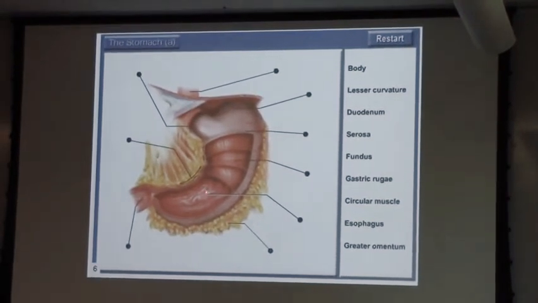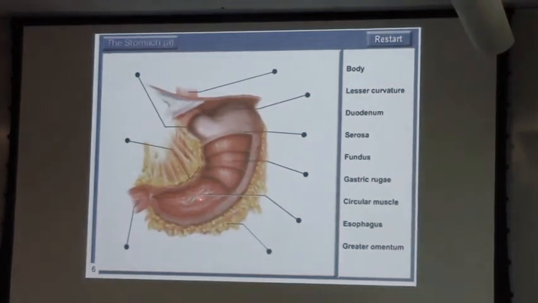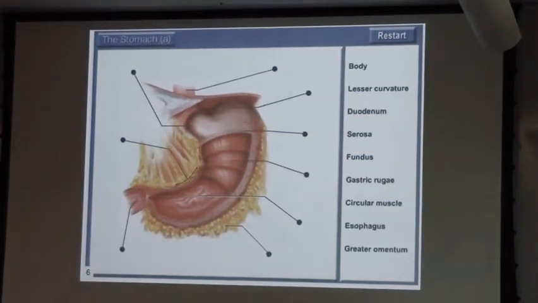This is the gastric rugae? This is pointing to these folds, which is the gastric rugae. That is the esophagus. This is the fundus. That is the fundus. This one right here is the fundus. That's the circular muscle. That is indeed the circular muscle.